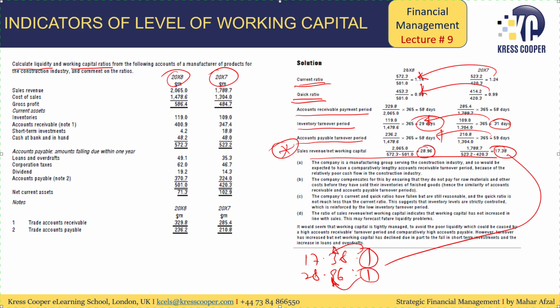In other words, we can say for the same level of sales, we have a lesser amount of working capital. That's why they said the ratio of sales versus net working capital indicates that the working capital has not increased in line with the sales. This may forecast future liquidity problems.